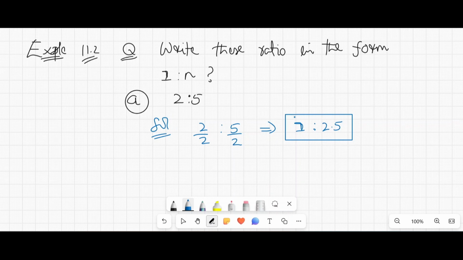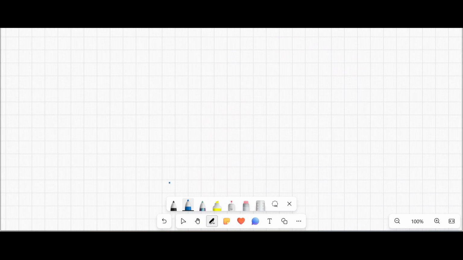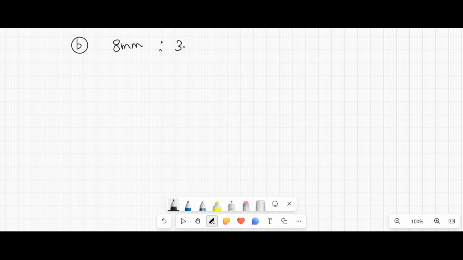So let's see in measurements how it looks. We have part B here: 8 millimeter ratio 3 centimeter. So 8 millimeter is on the map, and in real life it is 3 centimeter. You can imagine it like this.